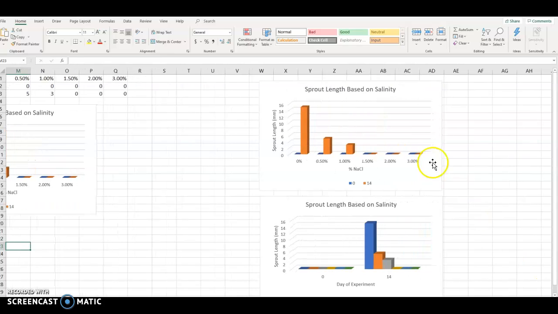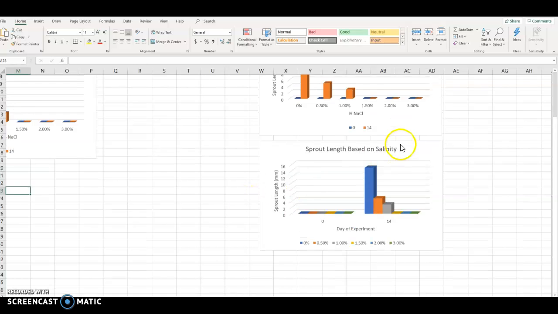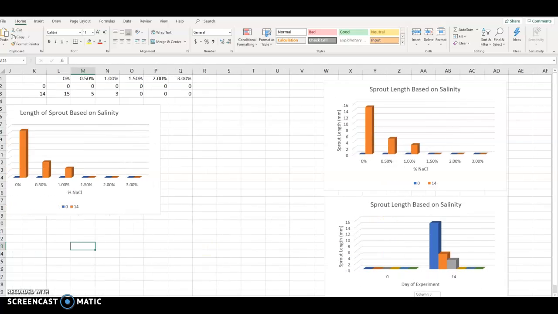So the first one is the one I just did on top. If you wanted to look at instead of salinity comparison, well, you're still comparing the salinity, but you're still looking at everything was 0 at the first day, everything except for the last 3 in this case grew on the 14th day. So you can flip them around depending on which one you feel better represents your data, and that, I believe, is it.